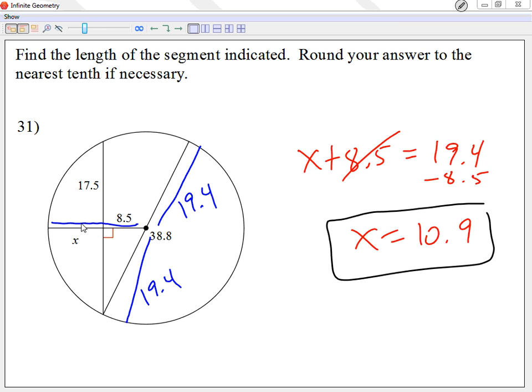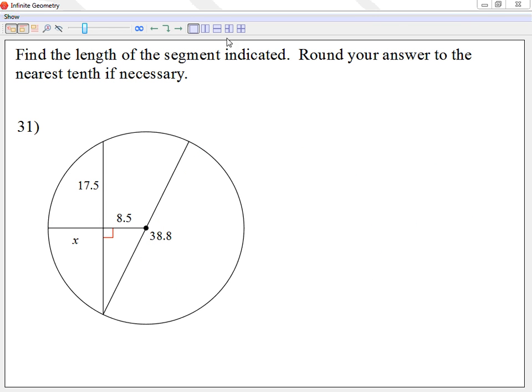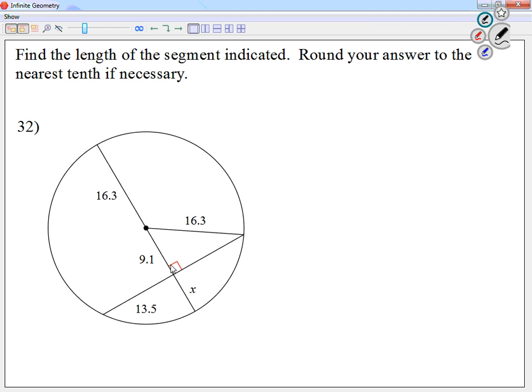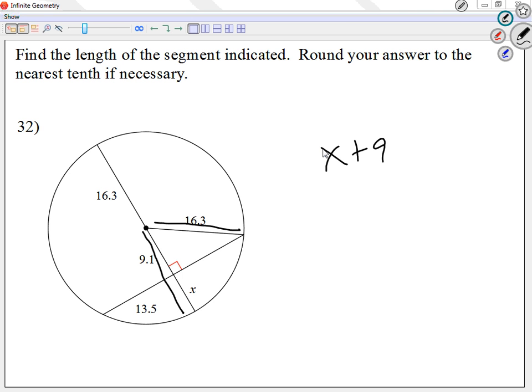For 32, would we use 9.1 or 3.5 as the radius? So the radius, 9.1 is only part of the radius. A radius will be 16.3. Because it has to go from the center all the way to the edge. So x plus 9.1 is 16.3, yes. Because the 13.5 is this part right here. But we don't need it. All right, any questions up until 36?